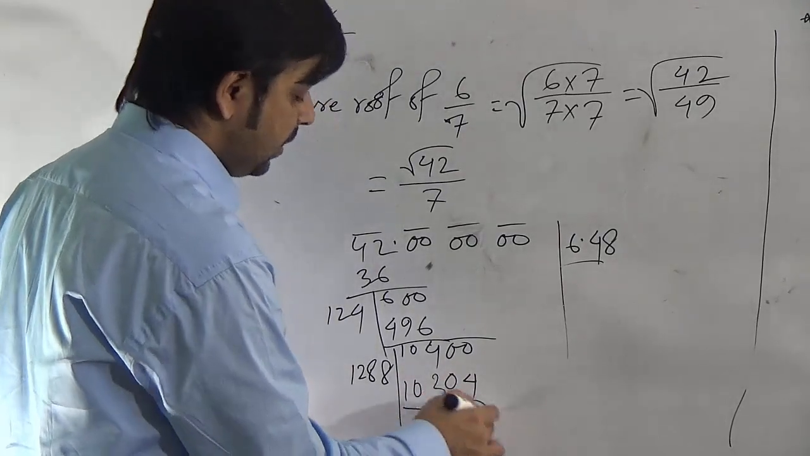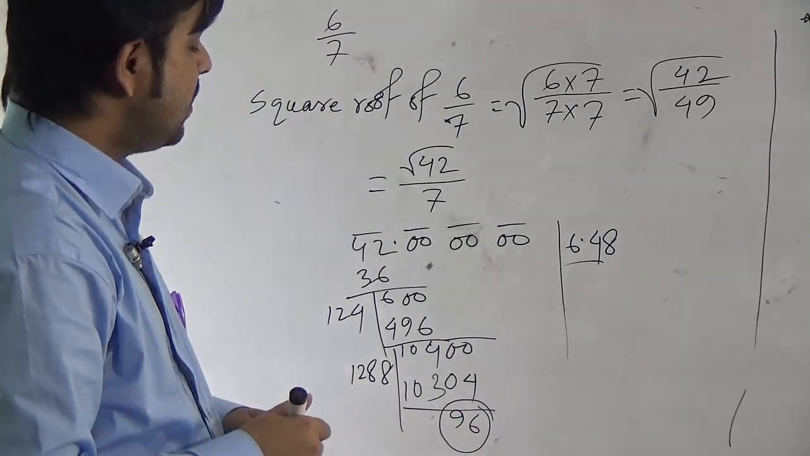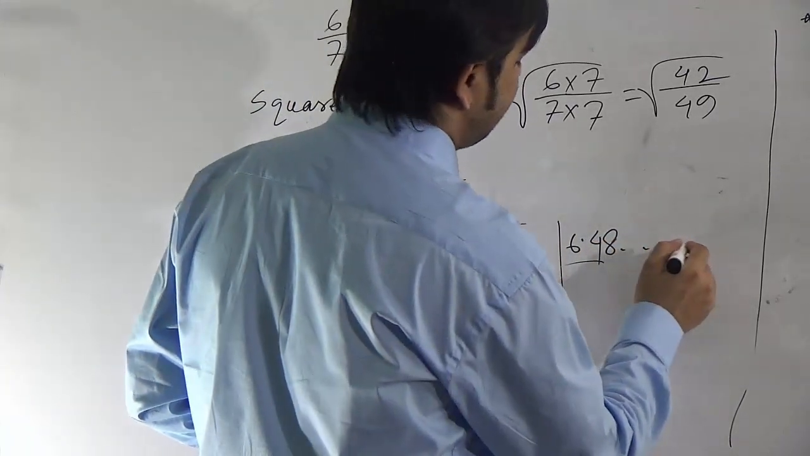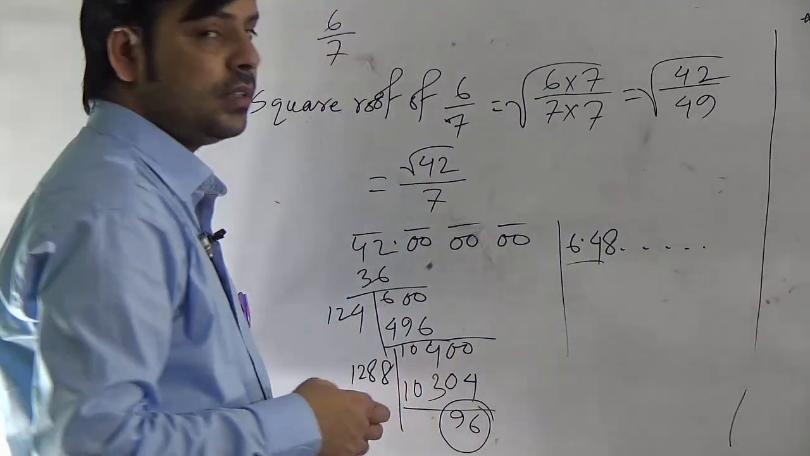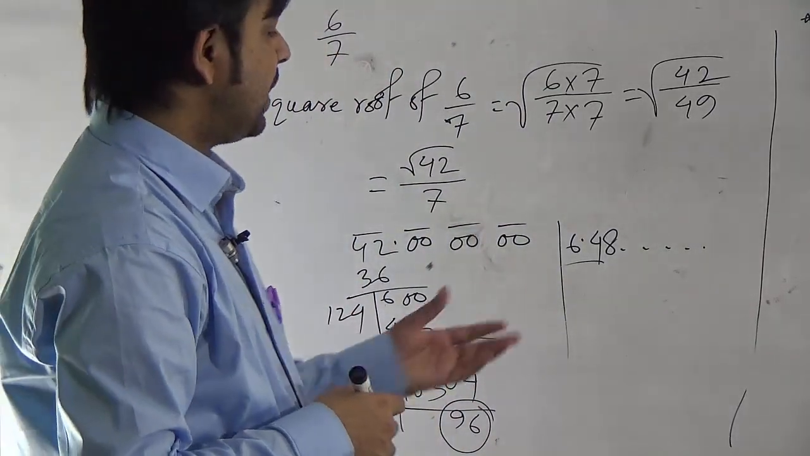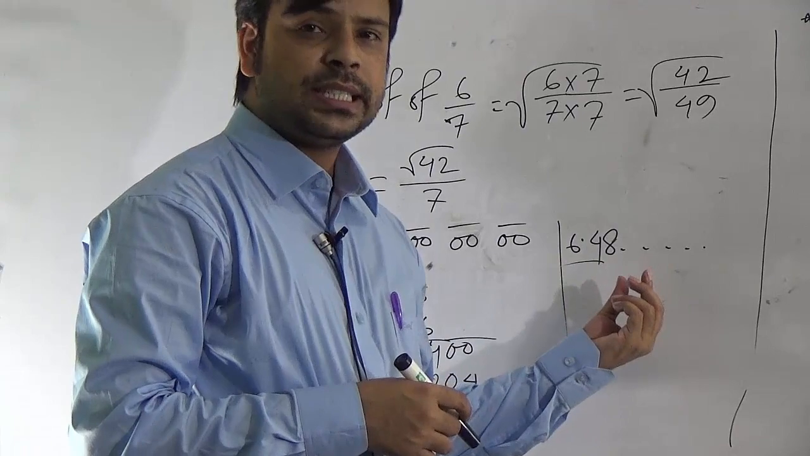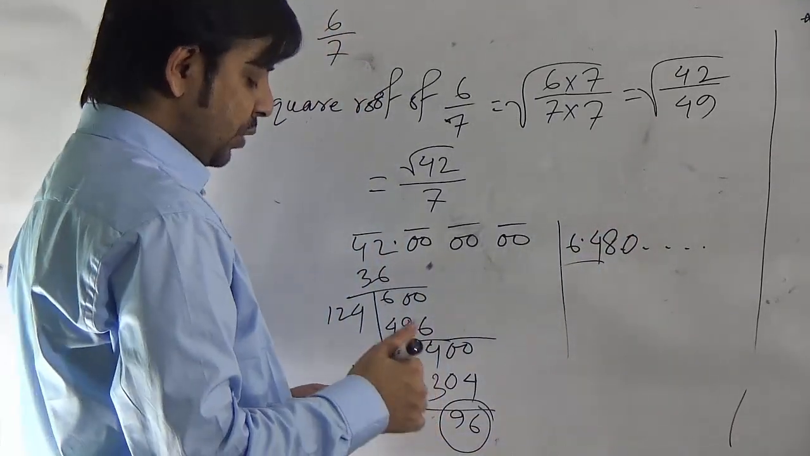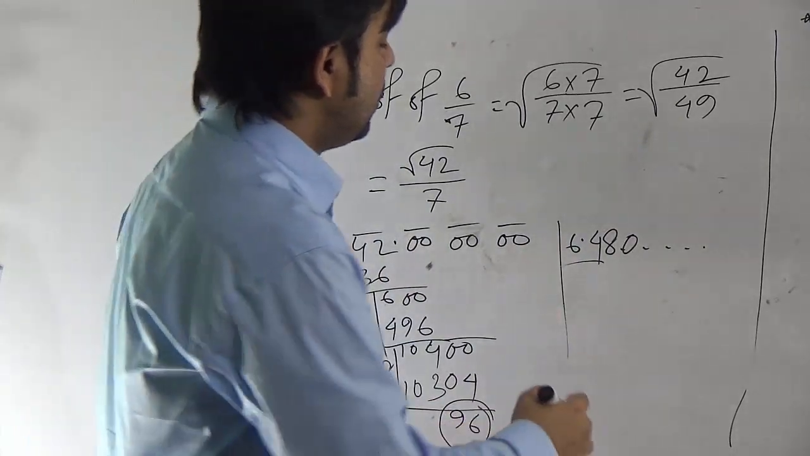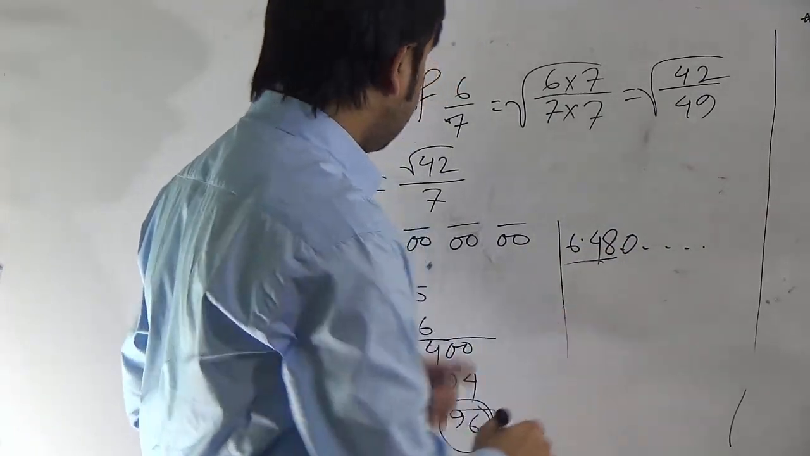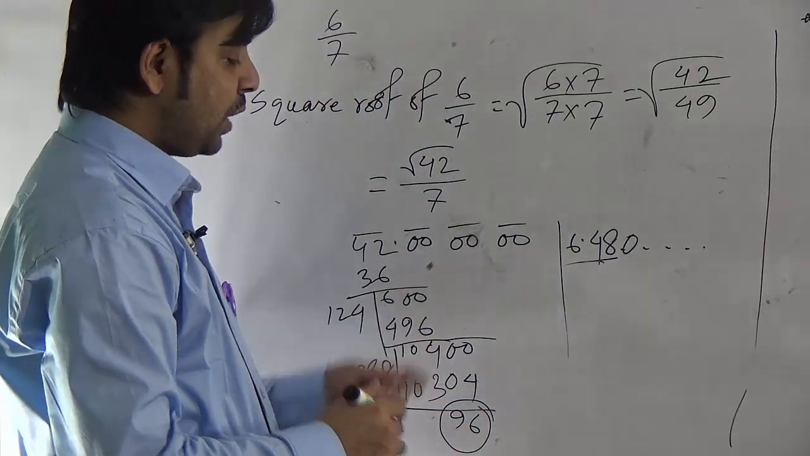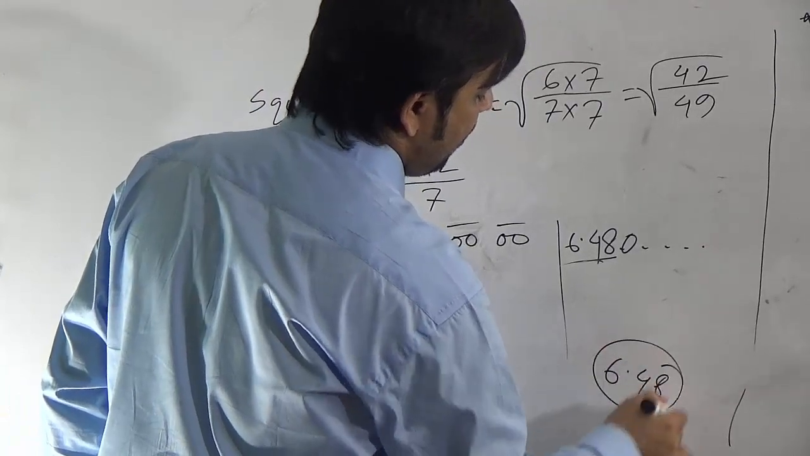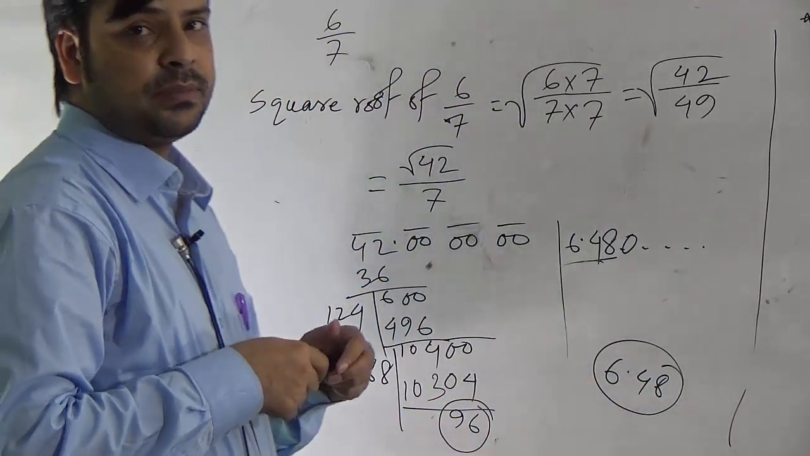As 96 is remaining here, we can take more times, or we will get more digits after the decimal. But we want to take just 2 digits, so I am considering 2 digits. After this you will get 0. I will not show that. Then as I am considering 2 digits, the square root of 42 is 6.48. Just I am taking 2 decimal places.